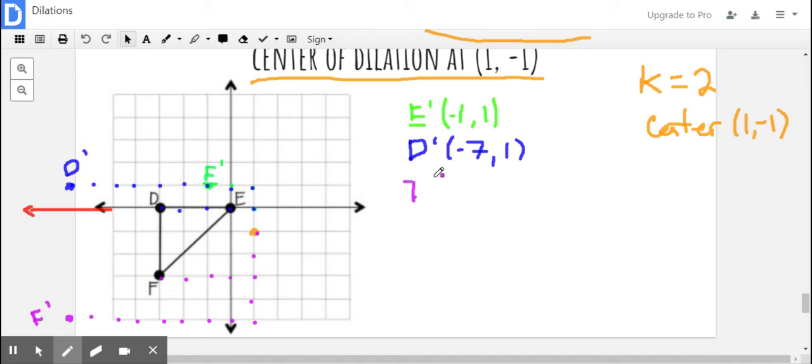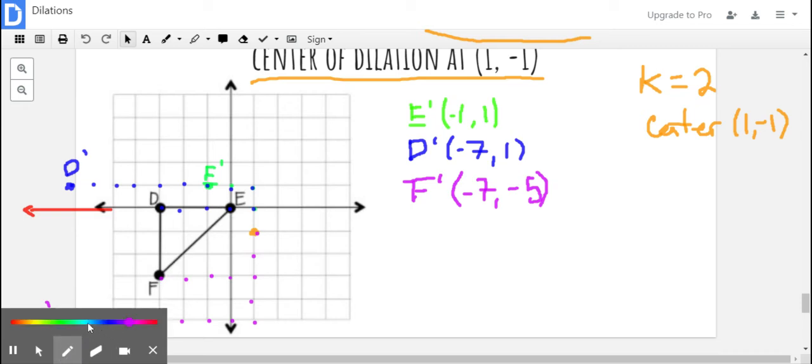So my F prime point I can record as being 7 over to the left, just like the one point D, same distance left, and it is also 1, 2, 3, 4, 5 down. And that is F prime that we were looking for.